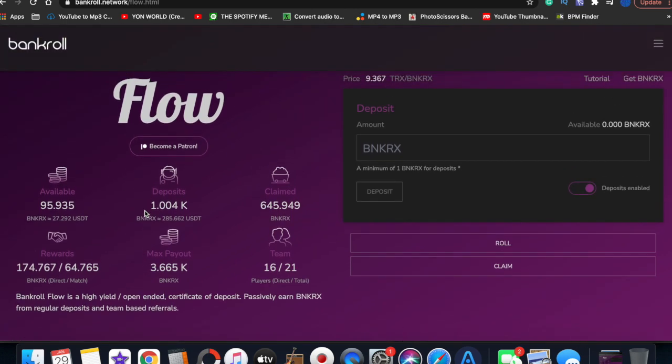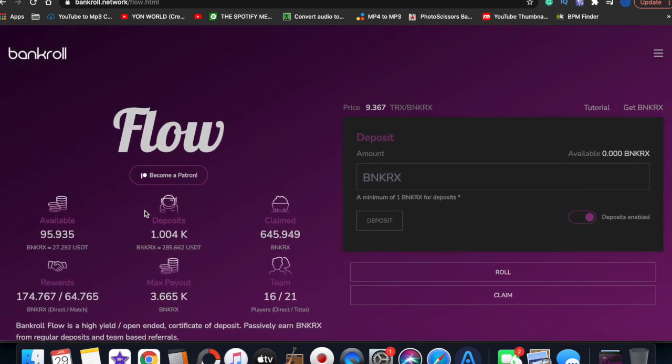So Bankroll Flow is just a good way to create passive income through crypto. No matter what the market is doing, you can have money in Bankroll earning 1% a day off this smart contract. So I'm about to show y'all how to withdraw.